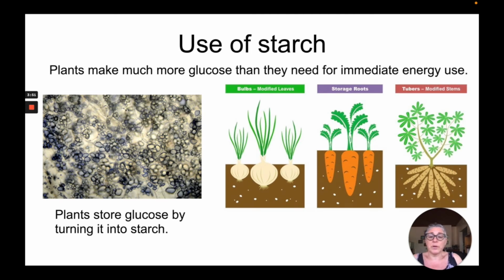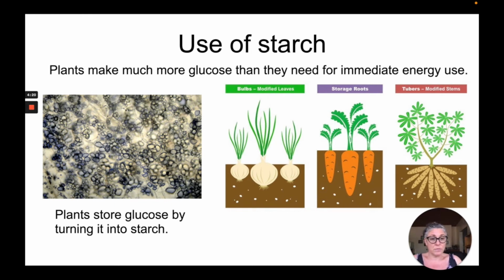So they store the glucose by turning it into starch, and it can be stored in a variety of locations. It can be stored as a bulb, such as an onion, which is actually a modified leaf of a particular plant. So for an onion plant, the onion itself is actually a modified leaf organ, and that is where the starch will be stored.